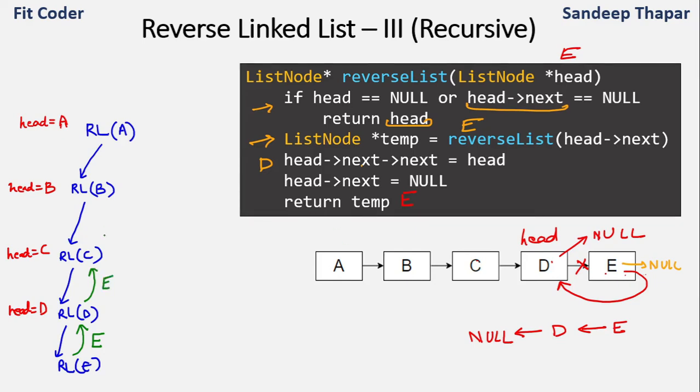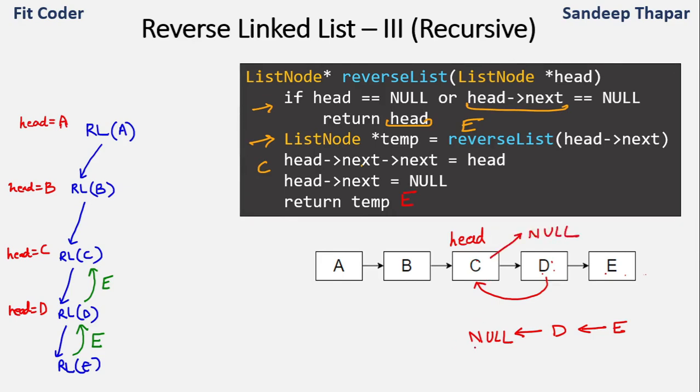And now we come to the call reverse list for C. Now the head is at C and we are changing head next next to head. So head is C, head next is D. So head next now points to head, which is C, and head next is null. So in this step what we have done is we have changed the pointer from D to C, and C now points to null, and this function again returns temp node, which is E.